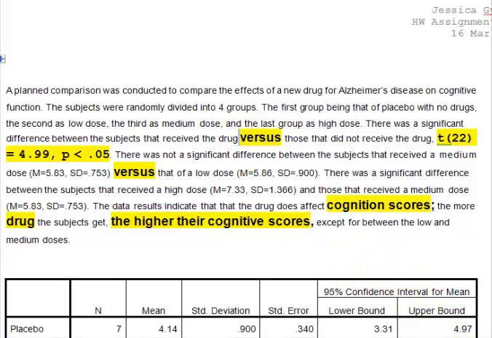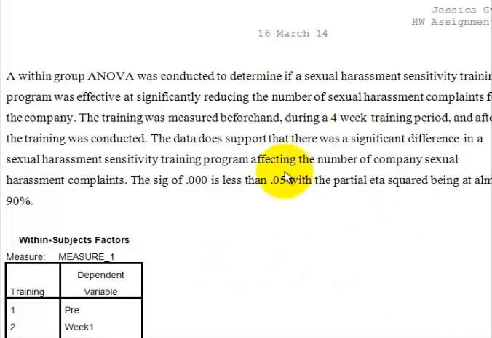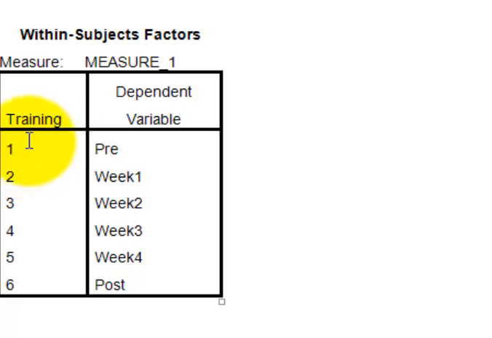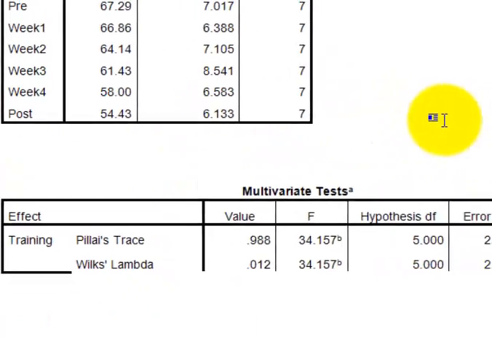Now I'm going to look at your within group. This is homework number 7, within group ANOVA. Let me look at your tables first. So these are the 1, 2, 3, 4, 5, 6 different measurements, all at different times. And here's all your means and standard deviations and your sample size. Very good.